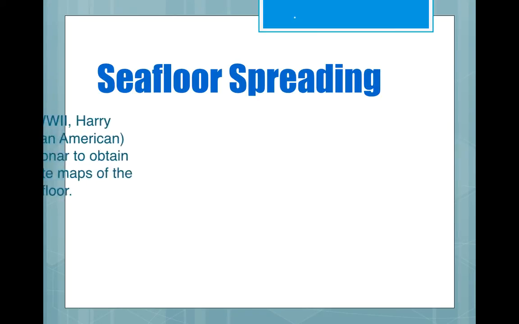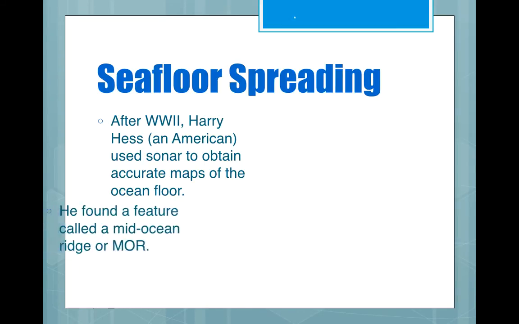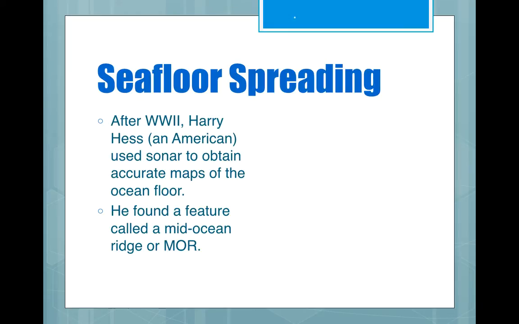So we finally get an American named Harry Hess that used sonar to start mapping the ocean seafloor. Sonar uses sound waves, so he was able to drop the sonar into the ocean, and sound waves would bounce off the bottom of the ocean floor and bounce up, and he could start mapping it. This is after World War II. This was a technology that was used during the war to help find submarines. Okay. As he was mapping the ocean floor, he found a feature called the mid-ocean ridge. This we will also refer to as MOR.